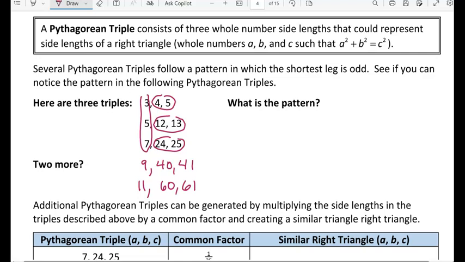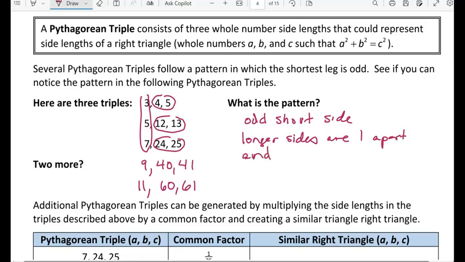So what is the pattern? We have an odd short side, and our longer sides are 1 apart, and add to the square of the short side.